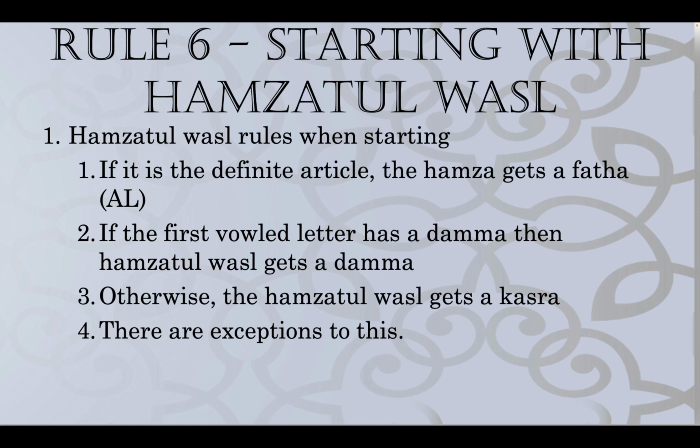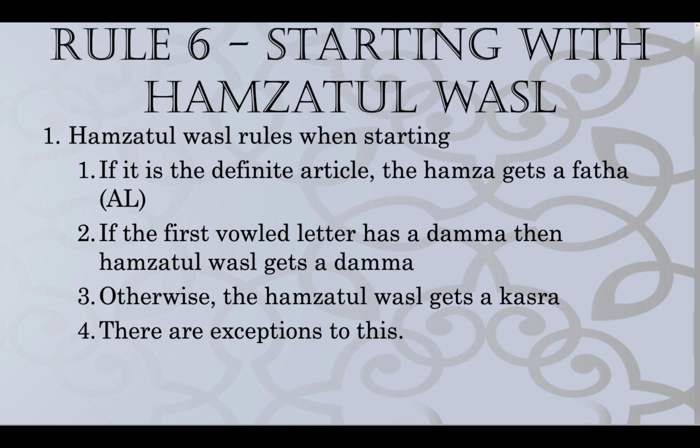If it's the definite article, you see the immediately following Hamza, there's a lam sukun. That means it's an Al, or the definite article. So Hamzatul Wasl gets a fatha. That's easy enough to remember. Second, the first vowel letter: let's assume for argument's sake the Hamza gets connected with another letter and that letter has a sukun on it. That's not the first vowel letter, is it? Right? It has a sukun. The first vowel letter is going to either have a fatha, dhamma, or a kasra. If the first vowel letter has a dhamma, then the Hamzatul Wasl also gets a dhamma. Otherwise, the Hamzatul Wasl gets a kasra. I hope that's clear. We're going to go over these examples in a second.